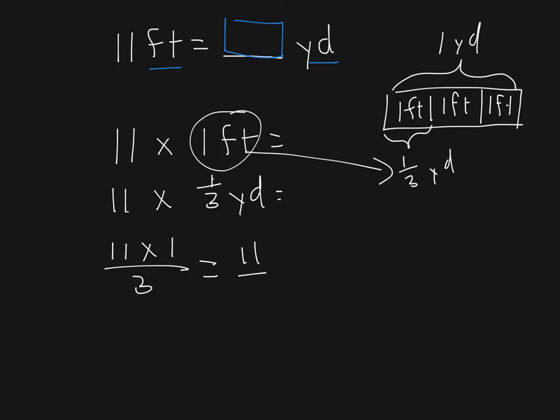or 11/3. And then I have to turn that into a mixed number for my final answer. 11 divided by 3. 3 will go into 11 3 times, which is 9. When I take the 9/3 away from 11/3, I still have 2/3 left. So my answer up here will be 3 2/3.